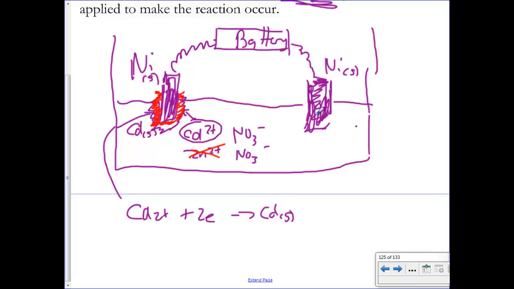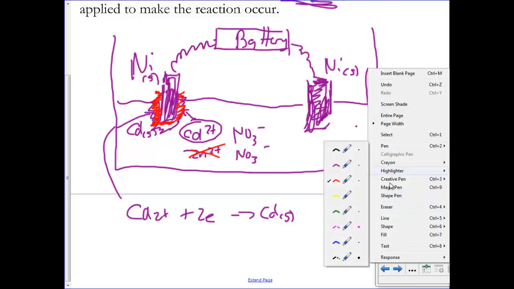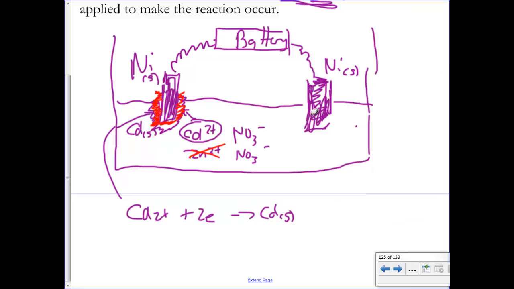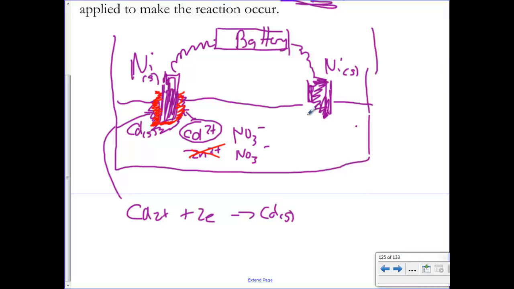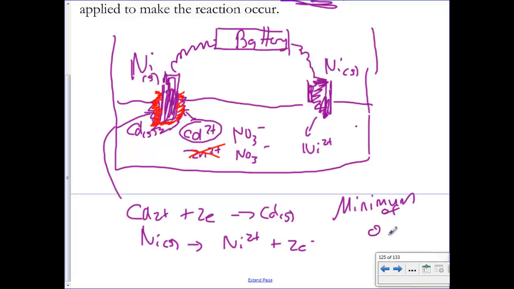Okay, what's happening over here then? Is that disintegrating? It would be, yeah. This thing would then be disintegrating because it's losing its electrons. It doesn't want to lose its electrons, but we're forcing it to. So it's becoming nickel 2 plus. Good, it's becoming nickel 2 plus. So your nickel solid would become nickel 2 plus and 2 electrons. And you need a minimum of 0.14 volts to make this happen.